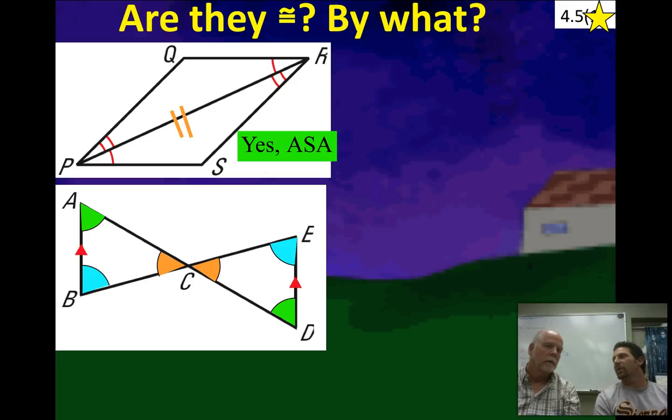No, there is no AAA, man. What? It's car insurance. There is no AAA for triangle congruence. Oh, those are the guys that drive by the side of the road.